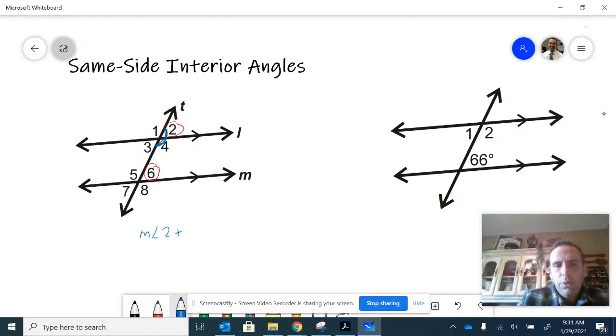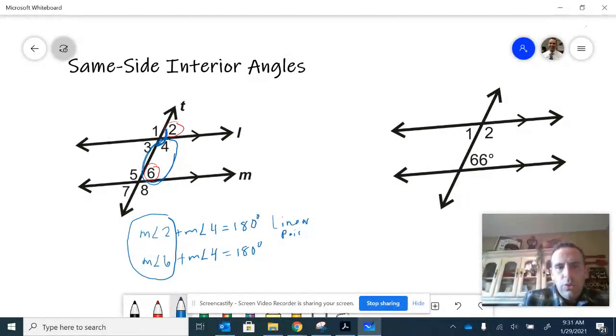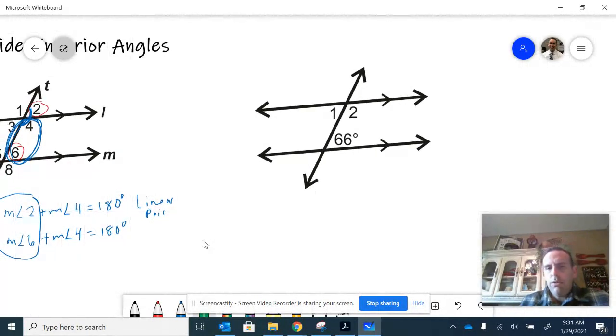The measure of angle 2 plus the measure of angle 4 is equal to 180 degrees because they're a linear pair, right? We also can then conclude that it must be true that the measure of angle 6 plus the measure of angle 4 equals 180 degrees. And that's true because 2 and 6 are equivalent, right? So I know that these two same side interiors must add up to 180. Let's use that in problem solving for a couple different problems.